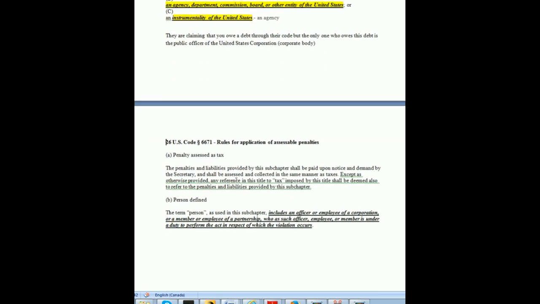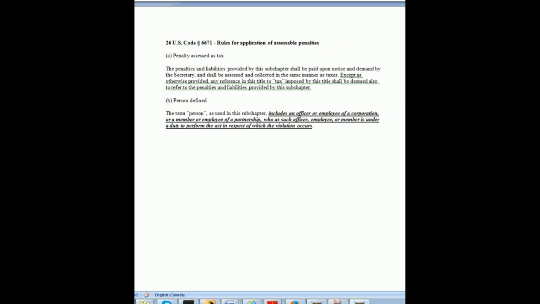Now, the last section I want to look at is 26 U.S. Code 6671, Rules for Application of Assessable Penalties. So when you haven't filed or the like, they try to assess penalties against you. Now watch what this brings forth. Penalties assessed as a tax. The penalties and liabilities provided by this subchapter shall be paid upon notice and demand by the Secretary, and shall be assessed and collected in the same manner as taxes, except as otherwise provided.